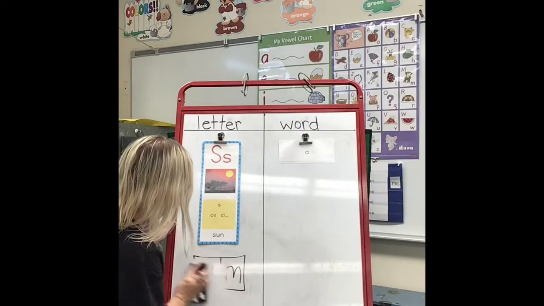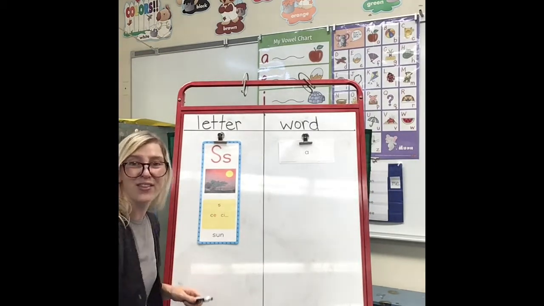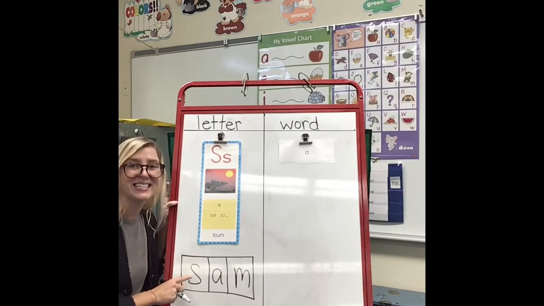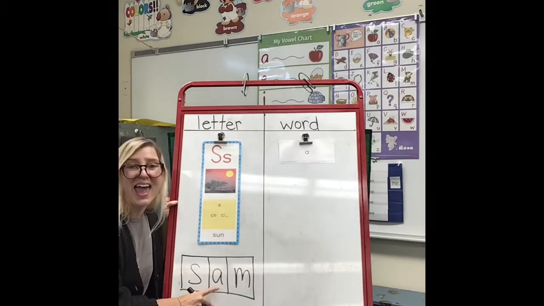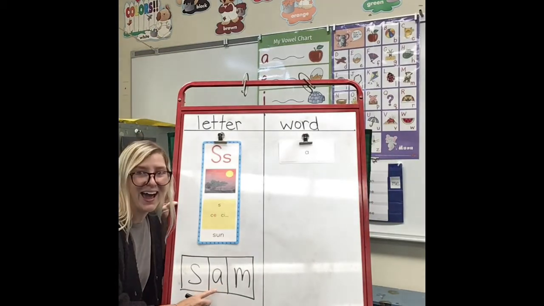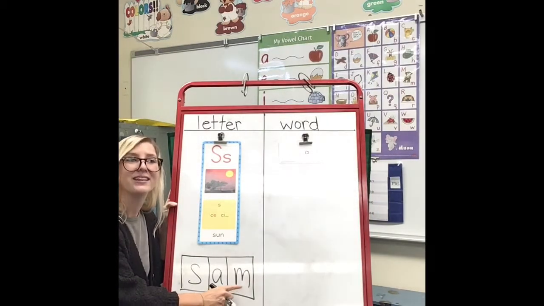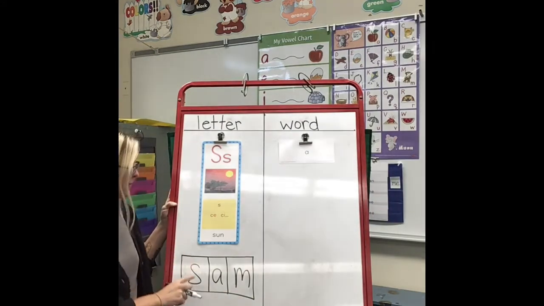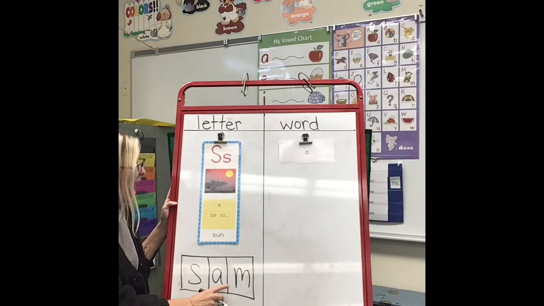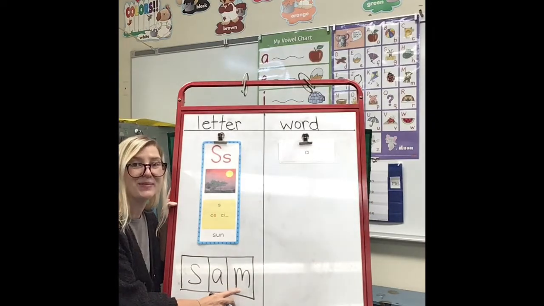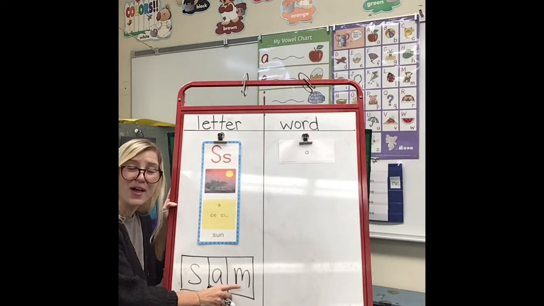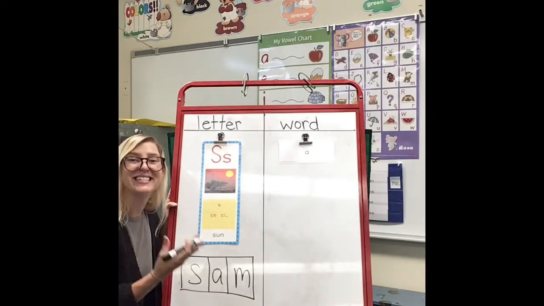Let's try to stretch out another word to read it. This is the letter S. The letter S says S. This is the letter A. The letter A says a. This is the letter M. The letter M says m. Let's say those sounds slowly. Sam. Say it with me one more time. Sam. The word or name is Sam.